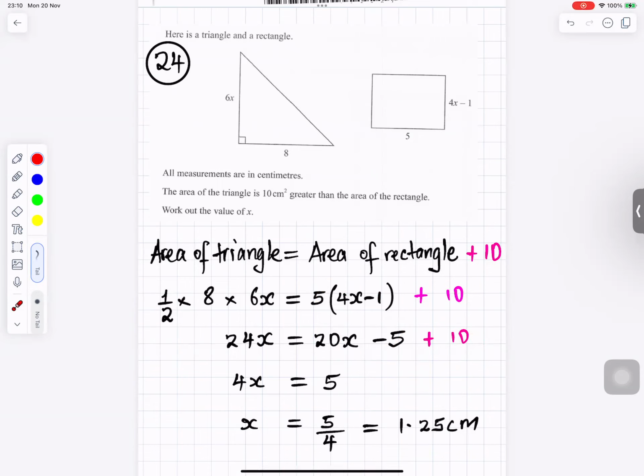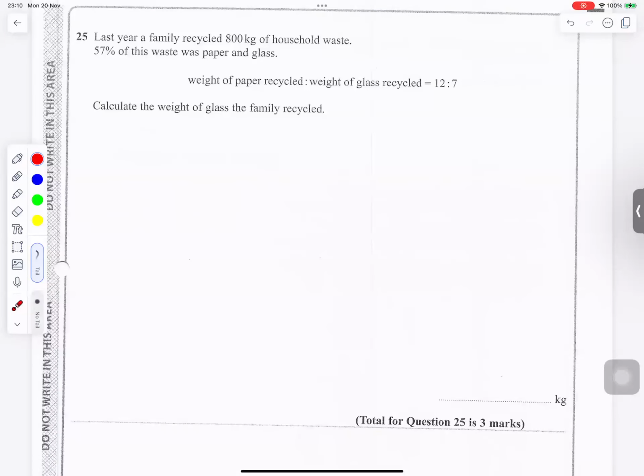Now we have 20x goes to the left. 24 minus 20 is 4. So you get 4x equals 5. x would be 5 over 4, 1.25 centimeters. Question 25.